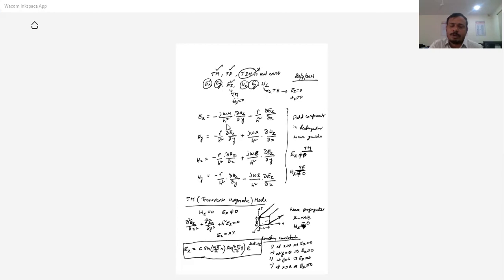So minus j omega mu by h square into dou Hz by dou y is 0. This term also 0, and this is also 0, and here is also 0. We have only these terms. Now you can substitute these in the above 4 equations, and you get the expressions for the electric and magnetic field components in terms of Ez in the transverse magnetic mode.